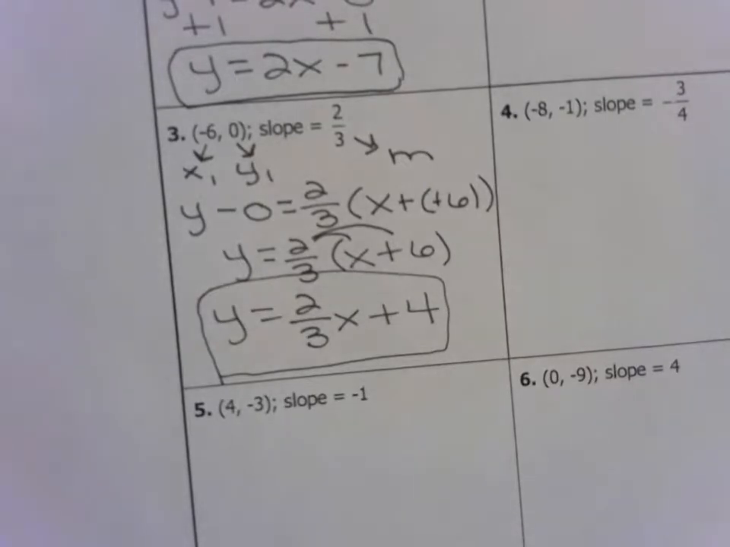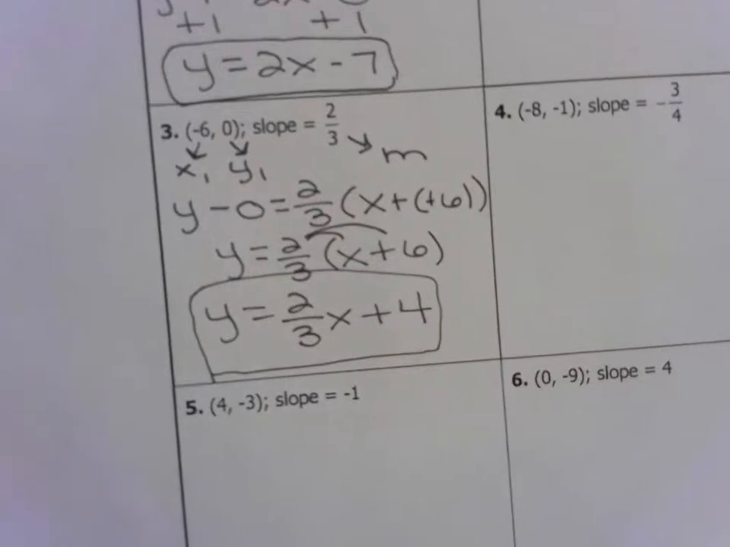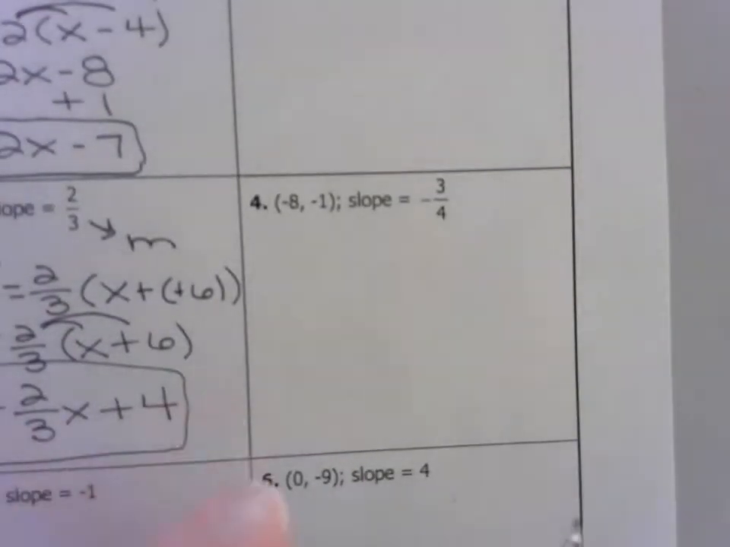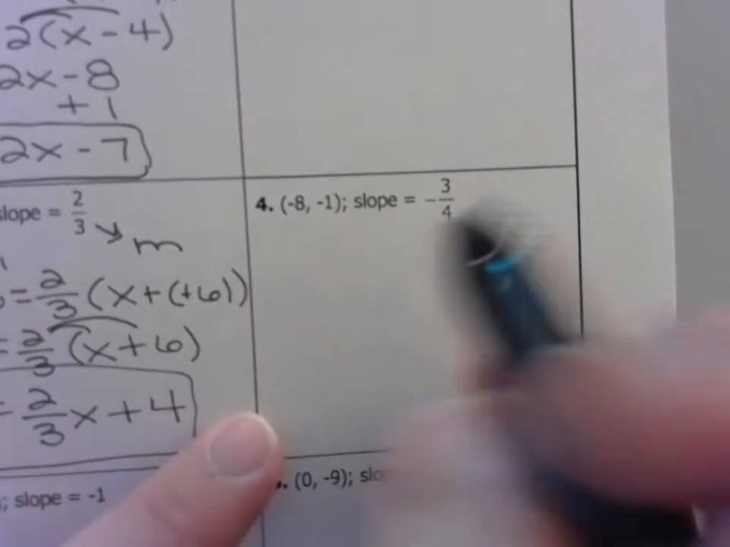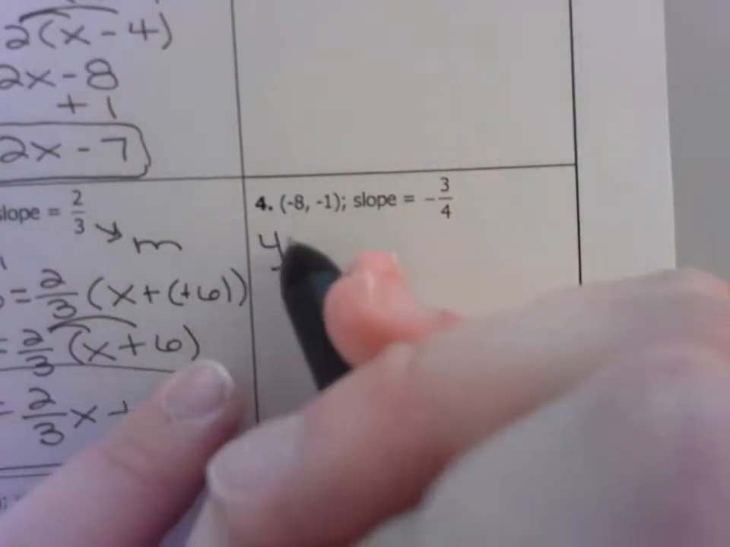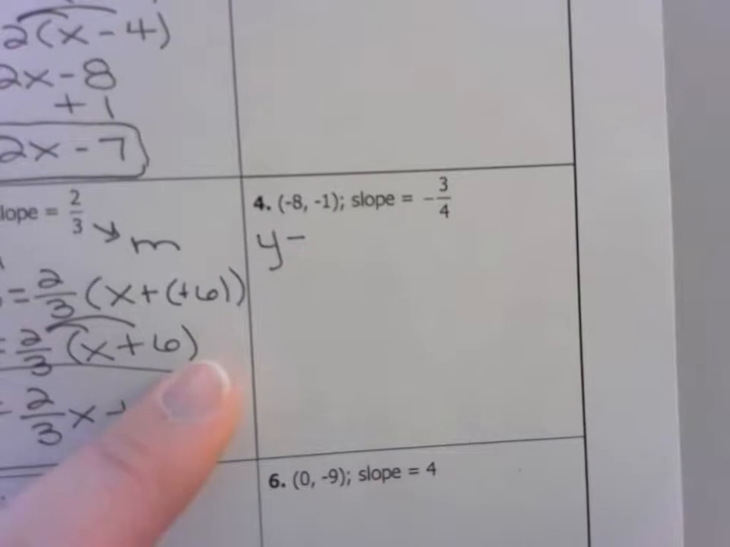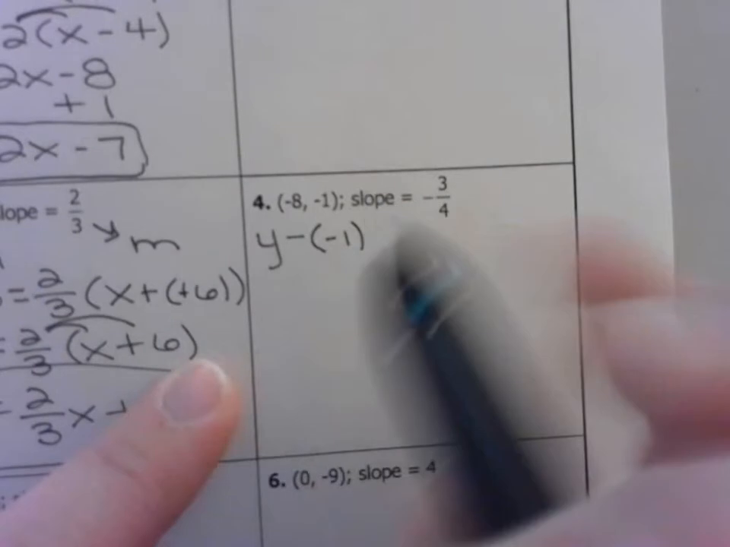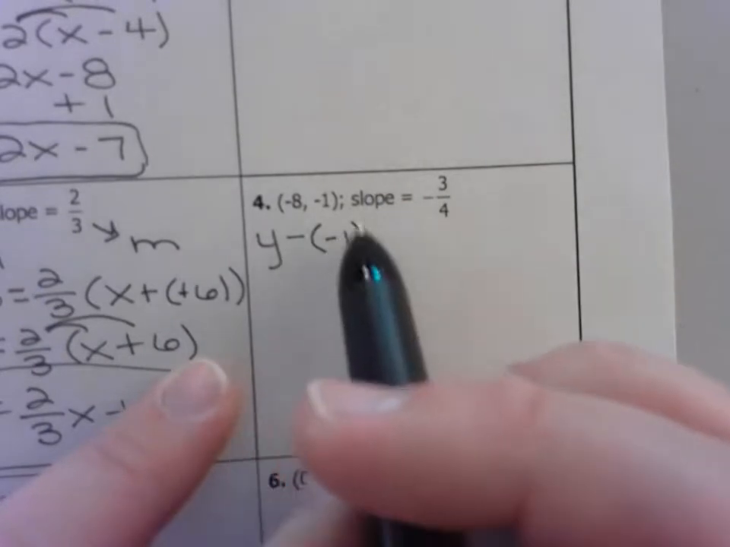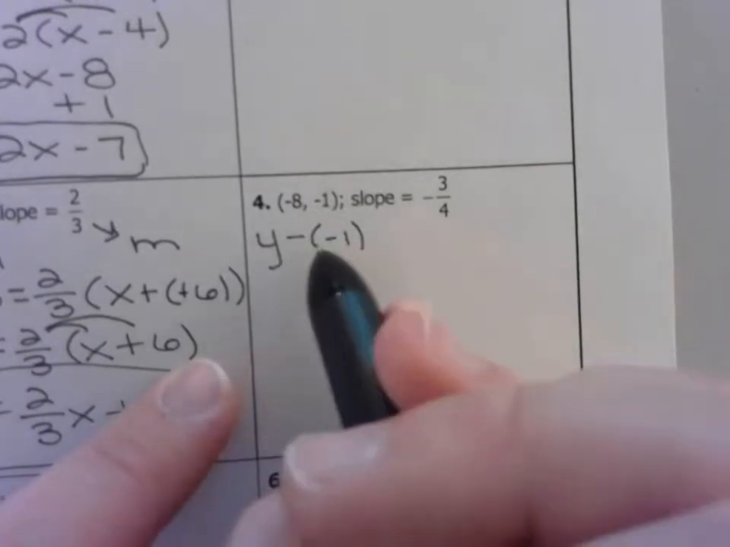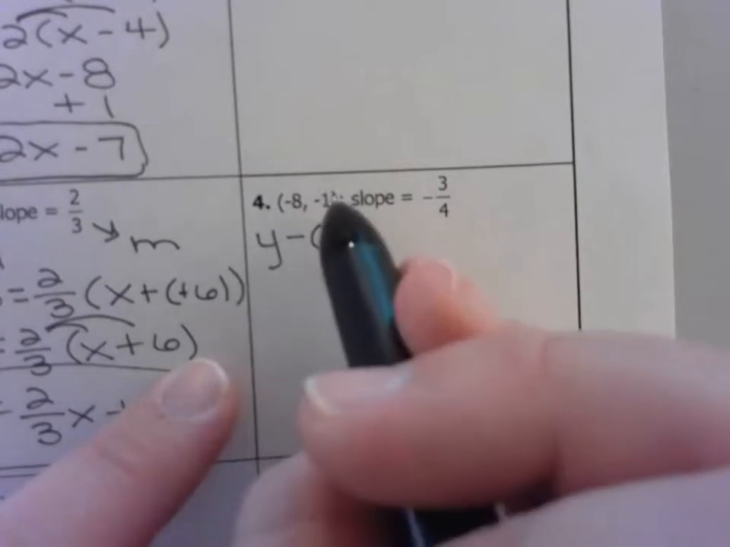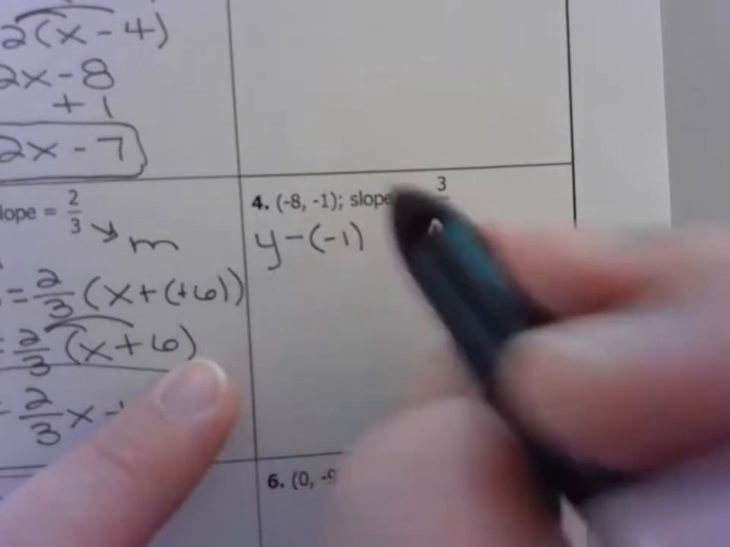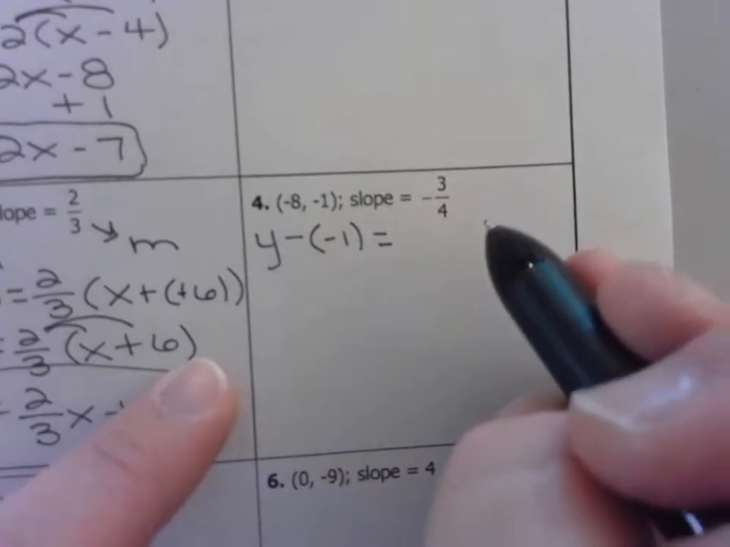Okay. Let's look at another one. Let's look at 4. So, as I look at 4, let's start with my equation. It's y minus y1. What would be y1 in this case? Negative 1. So, be careful because I'm subtracting the negative 1. So put the negative 1 in parentheses. Y minus the y value. So y minus y1. So y minus negative 1 equals m, which is what?